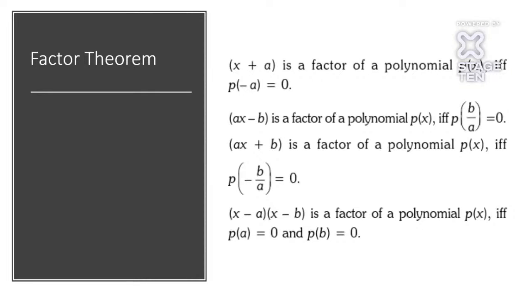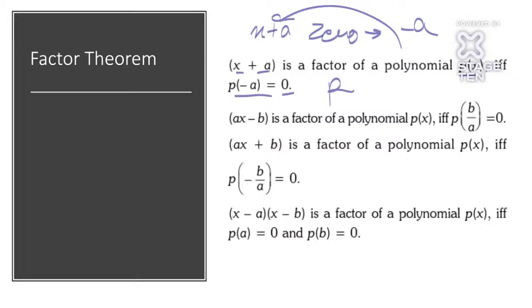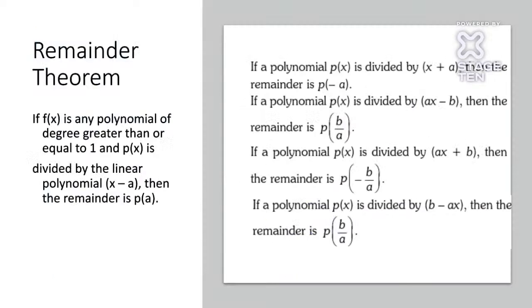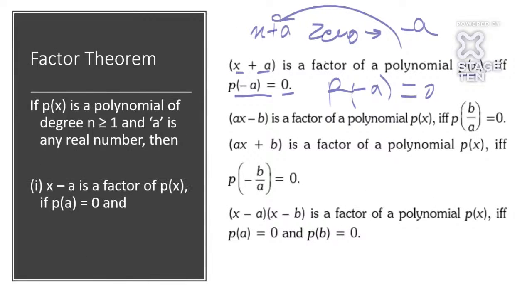Factor theorem is what? Factor theorem is nothing but x plus a is a factor of polynomial p of x if and only if p of minus a is 0. Means when I take the zero of x plus a, the zero of x plus a is what? It is minus a, isn't it? Clear to everyone? So when I put this here, p of minus a should give me a 0. That is what the factor theorem is. Factor theorem and remainder theorem clear to everyone? So polynomials again is a super easy chapter.